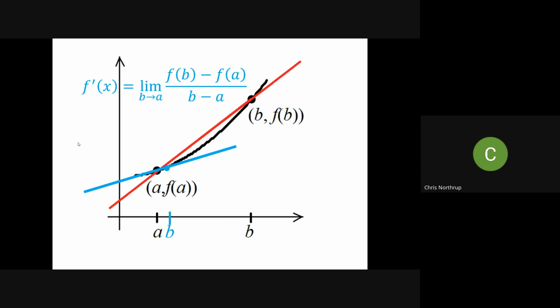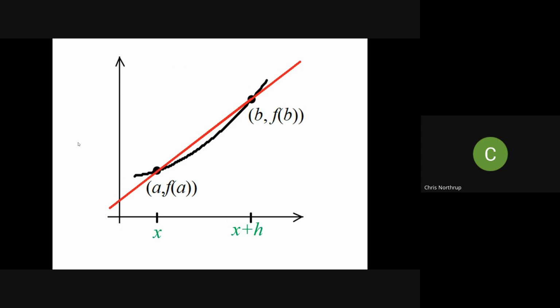Now, most people actually introduce the derivative in a slightly different version, but it means exactly the same thing. Instead of using b and a, what we're going to do is use x and x plus h. In other words, we're going to move forward from x h amount. And what we're going to do with that same process is we're going to decrease the value of h.